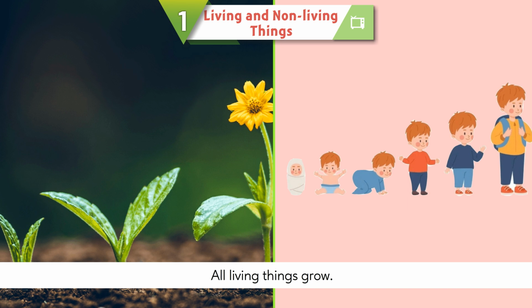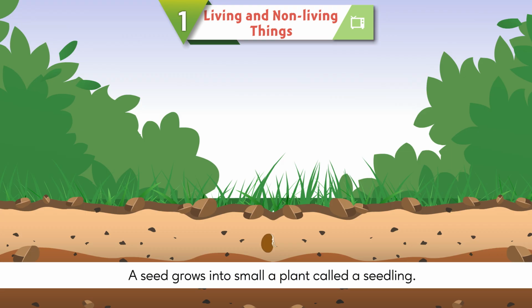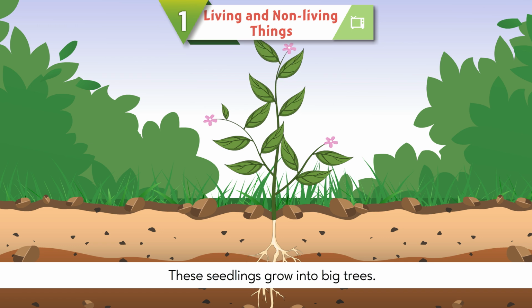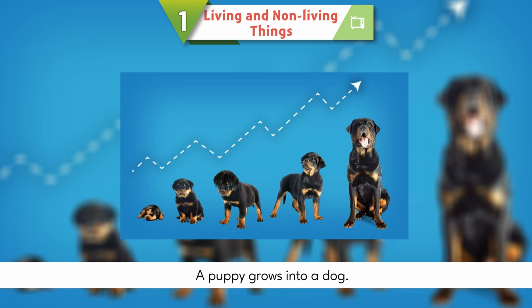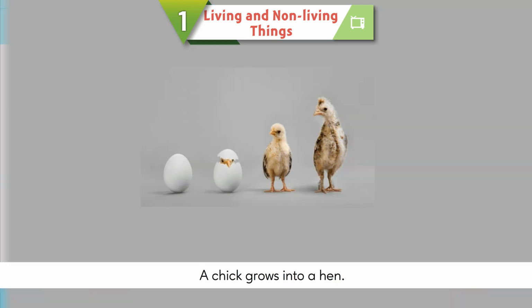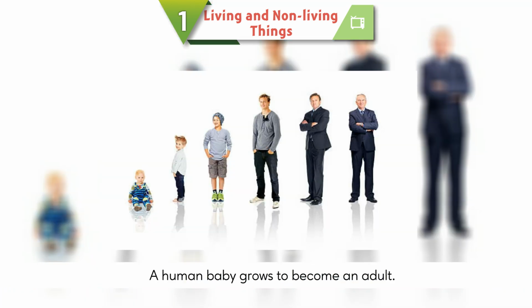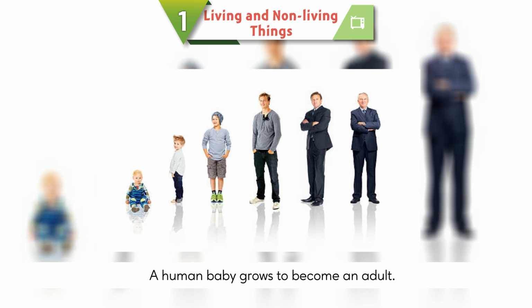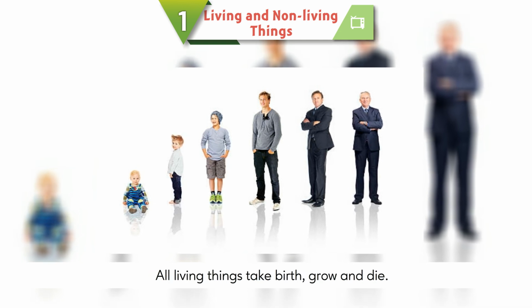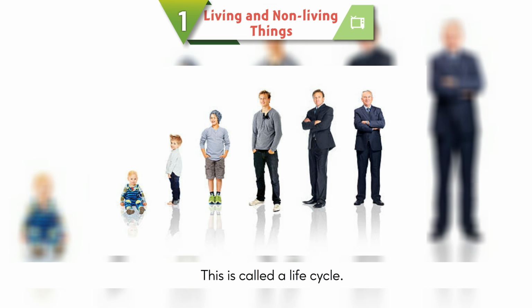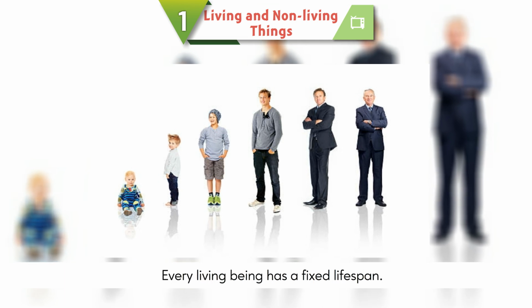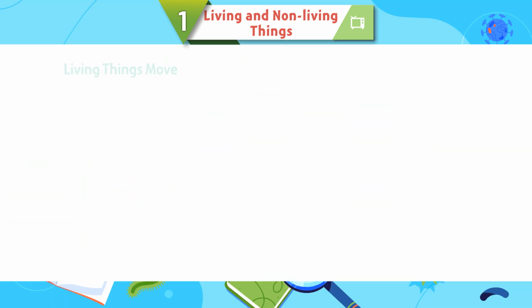Living things grow. All living things grow. A seed grows into a plant called a seedling. These seedlings grow into big trees. A puppy grows into a dog. A chick grows into a hen. A human baby grows to become an adult. All living things take birth, grow, and die. This is called a life cycle. Every living being has a fixed lifespan.